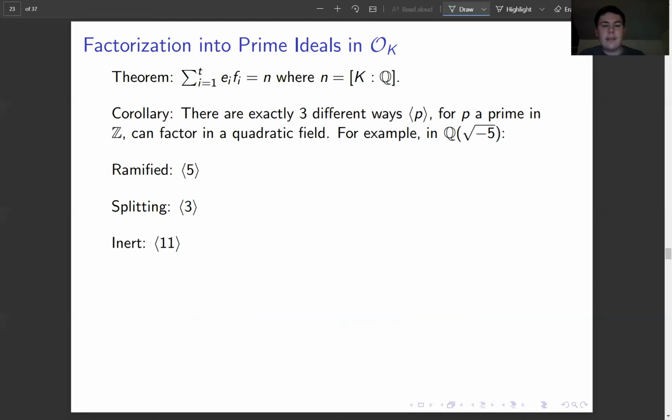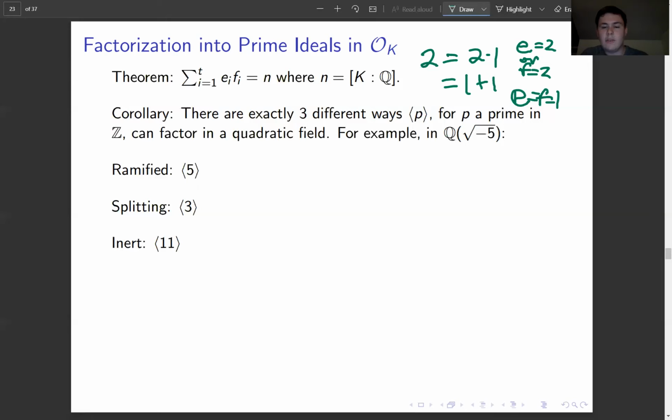So for high values of n, that might not mean too much, but in the case where n equals 2, notice that there's only a couple ways that this could decompose since these are always positive. We could either have 2 as 2 times 1, or we could have it as 1 plus 1. And this could be the case where e equals 2 or f equals 2, or this might be the case where e and f are 1. Okay, so this tells us that there are exactly 3 ways that some prime ideal could factor in a quadratic field because it has degree 2.